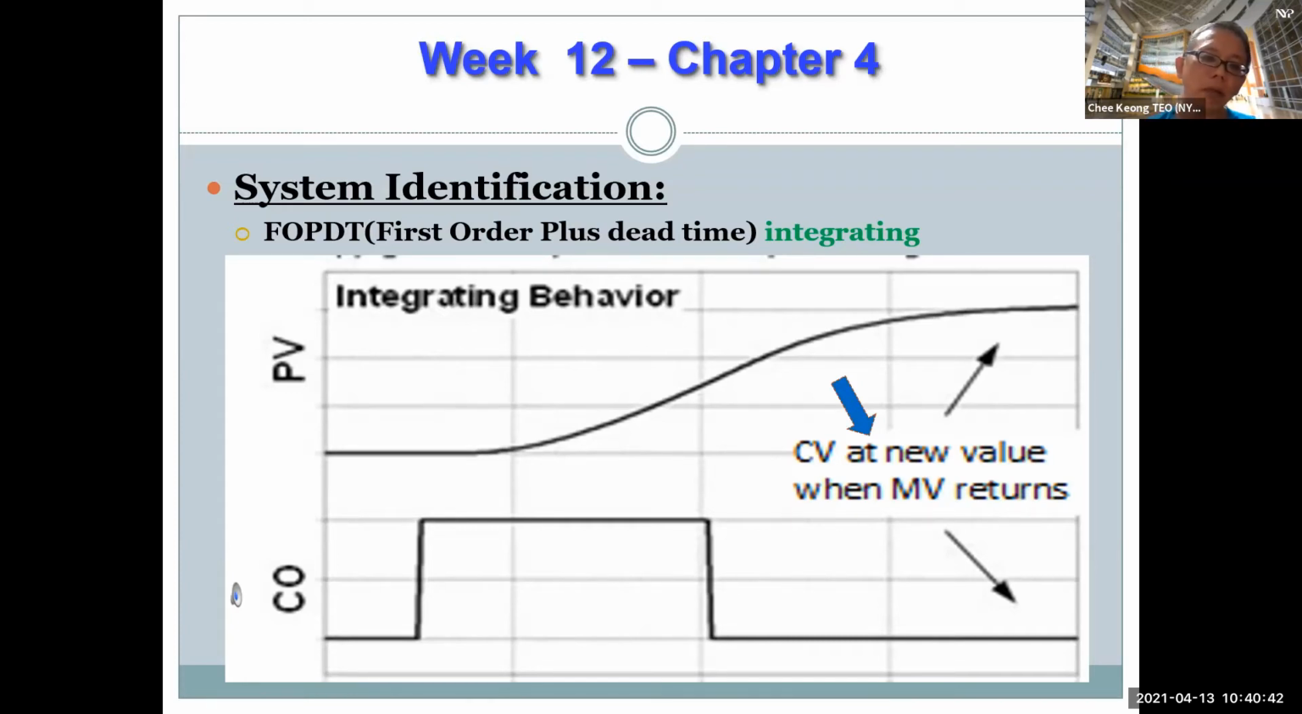Now, why integrating? Because you look at the input CO, it goes up and down, but the output only goes up. It doesn't come down. So this is like summing the area under the curve, right? It doesn't go down. It always integrates up. Right? So therefore, this is why it's called an integrating function. Slightly different from the first order plus dead time self-regulating.